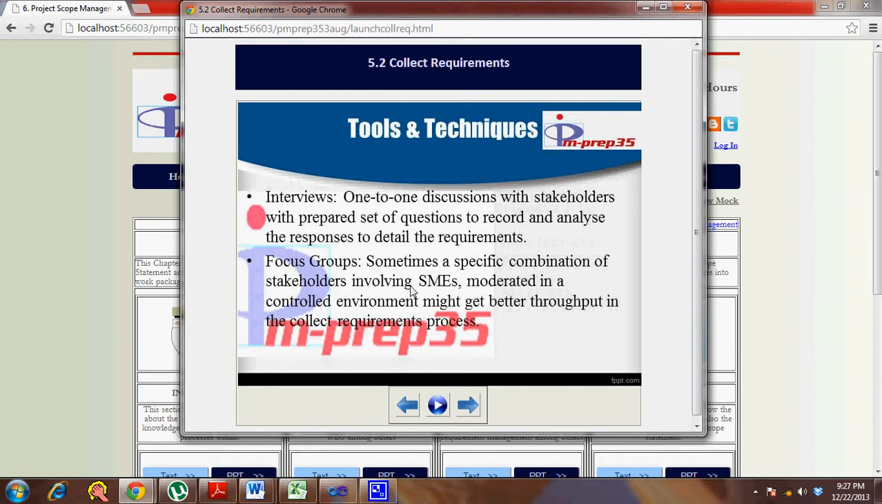So interviews are one of the techniques: one-to-one discussion with stakeholders with a prepared set of questions to record and analyze the responses to detail the requirements. This is nothing new. You engage in one-to-one discussions with some of the key stakeholders to understand what their need is. That's where interviews are really useful.